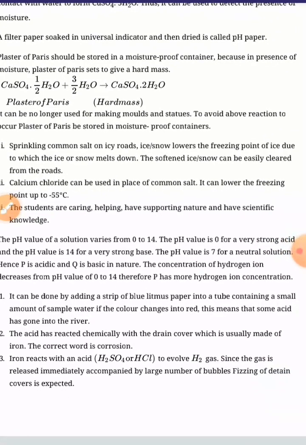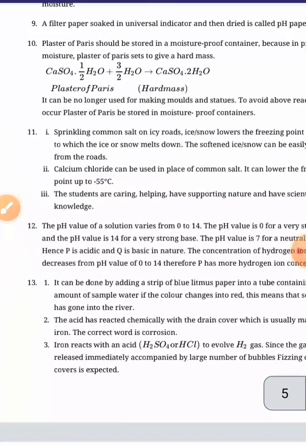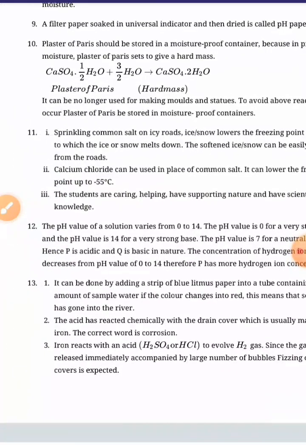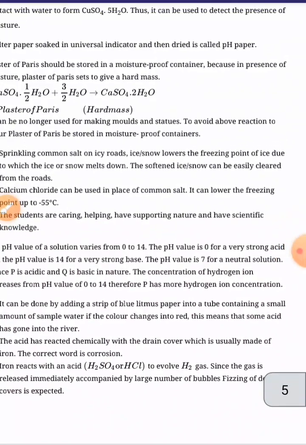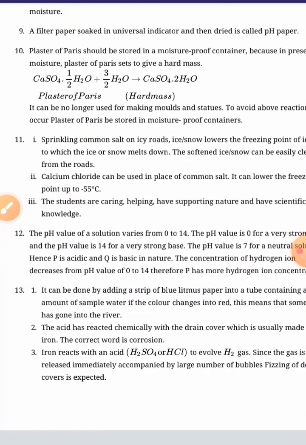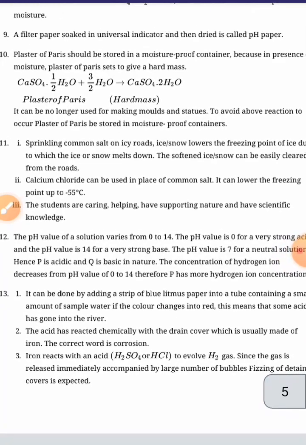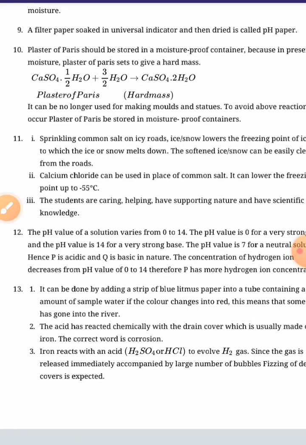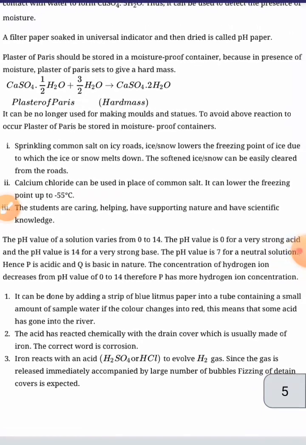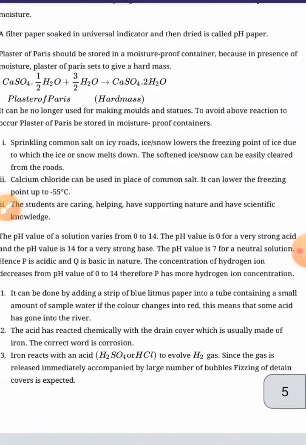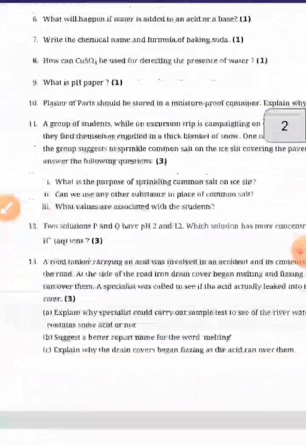The pH value is 0 for a very strong acid and the pH value is 14 for a very strong base. The pH value is 7 for a neutral solution, hence P is acidic and Q is basic in nature. The concentration of hydrogen ions decreases from pH value 0 to 14. Therefore, P has more hydrogen ion concentration. Now come to question number 13.